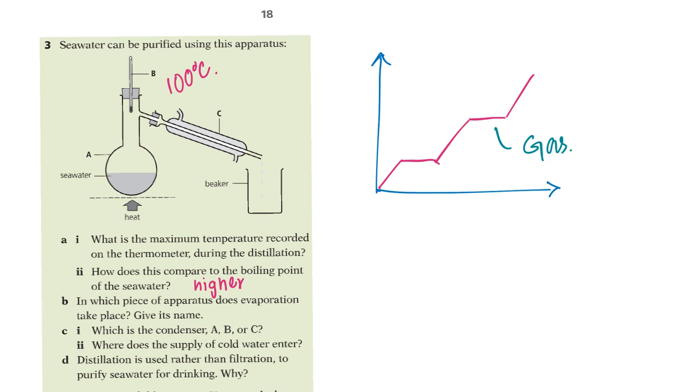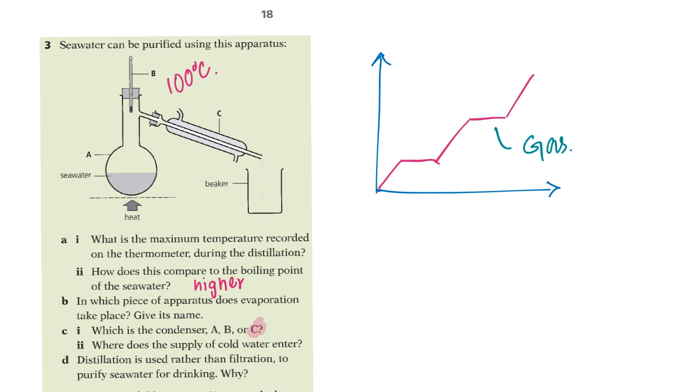On which piece of apparatus does the evaporation take place? Well, it's asking for the name, so I'll tell you. It's called the round bottom flask. Which is the condenser, A, B, or C? Well, it's C. C is the condenser.